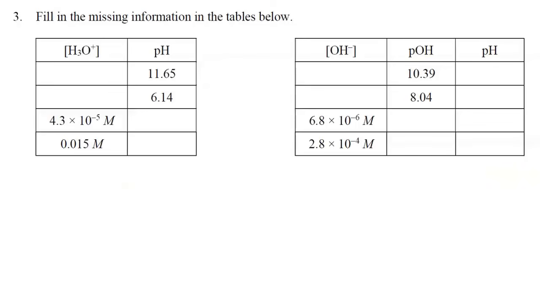This is question 3. It says, fill in the missing information in the tables below. The table on the left features concentration of hydronium ion and pH, and the table on the right features concentration of hydroxide ion, pOH, as well as pH. Let's start with the table on the left.